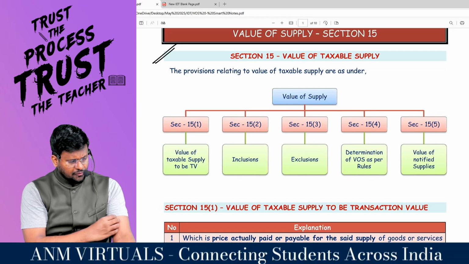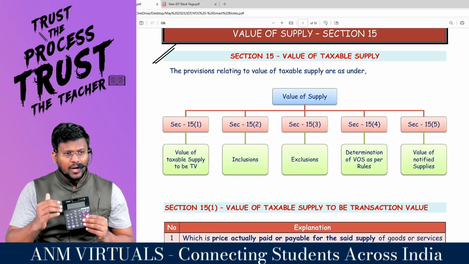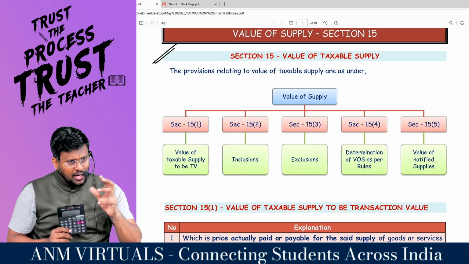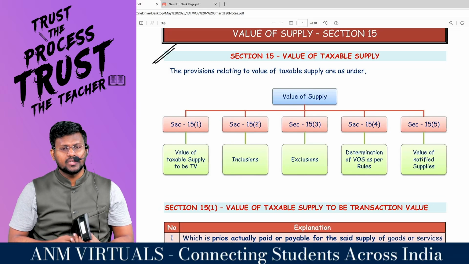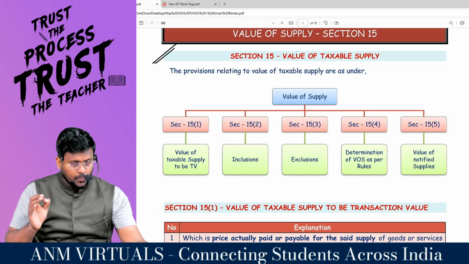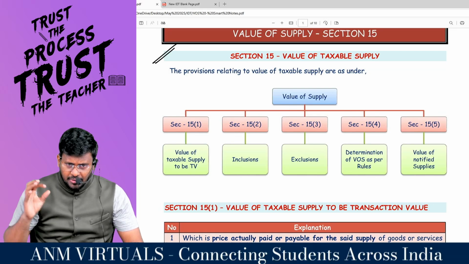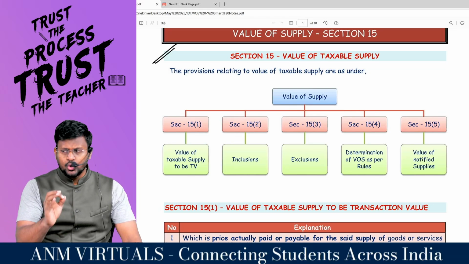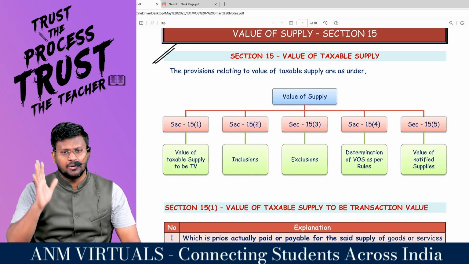That means, for example, if I am a supplier of goods or services or both, and you are the recipient, we will transact at a value. That value is called the transaction value. So, value of the taxable supply should be the transaction value. At what value you are transacting, that value should be the taxable value.